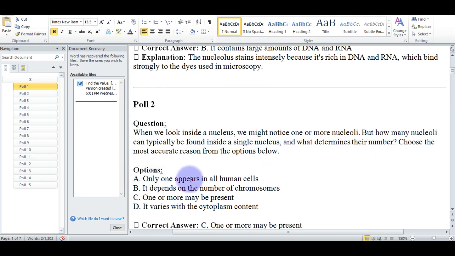A. Only one appears in all human cells. B. It depends on the number of chromosomes. C. One or more may be present. D. It varies with the cytoplasm content. So the answer here is C. One or more may be present. So inside the nucleus, we can have one or more nucleoli.